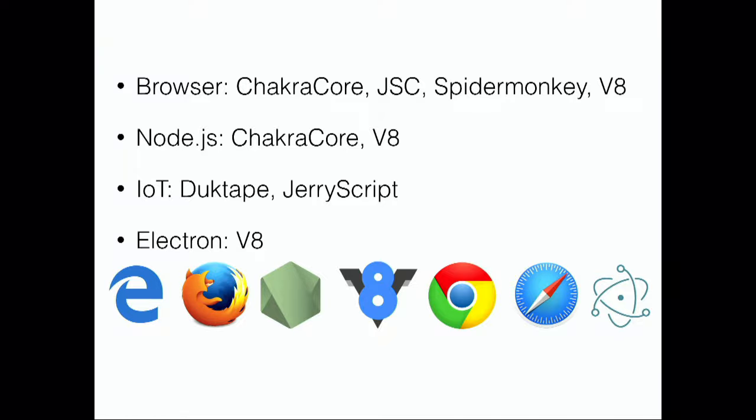If you're familiar with Node.js, that also runs with a JavaScript engine. Your default Node comes with V8, but you can also build it with Chakra Core. Electron, we've heard talks about Electron, is Chromium and Node.js, and it has a V8 instance. And then there are other engines that are smaller. They're very good for IoT devices because they're much, much smaller. They're not as fast as the big ones, but you can fit them on your little microcontrollers. So Duktape or JerryScript are examples there.